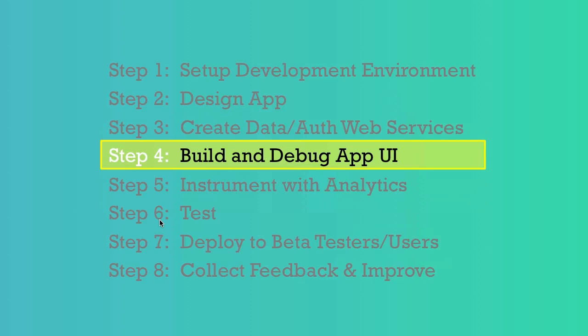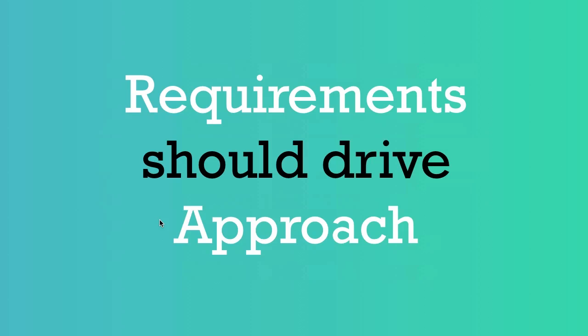So with the ability to connect to our data and authenticate our users set up, step 4 is to build and debug our application UI, the meat of what a mobile app actually looks like to our users. And as you start building the UI for your app, you must of course figure out what approach you want to use. Should it be a web app, a hybrid app, or a native app?